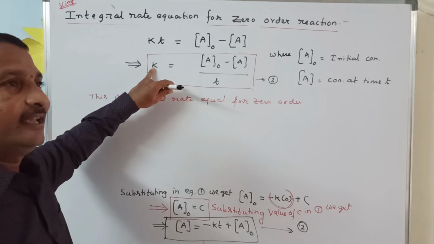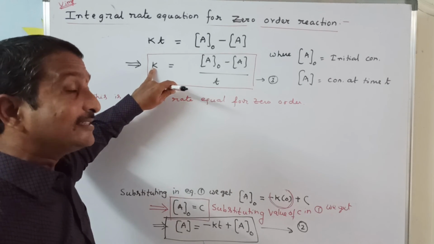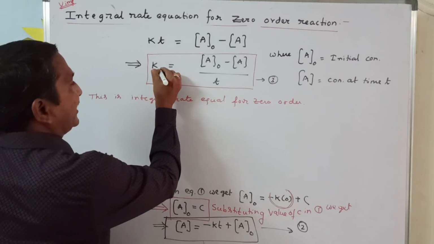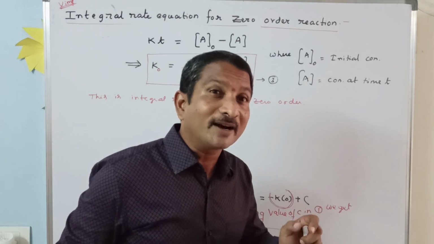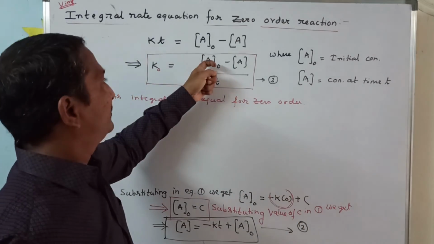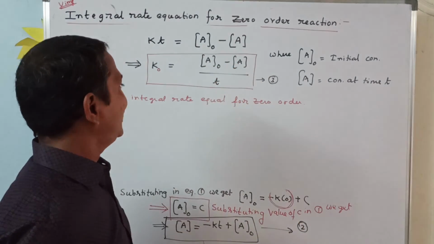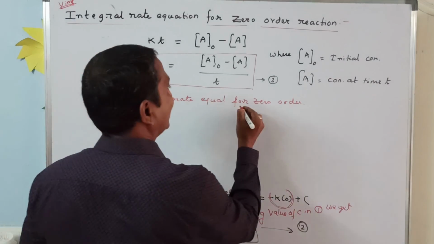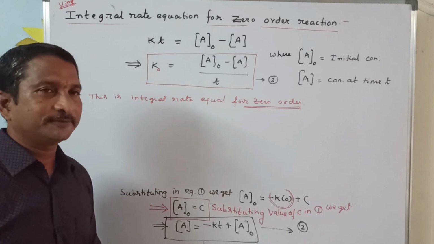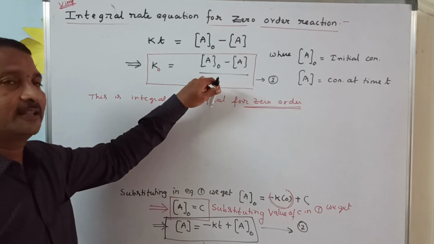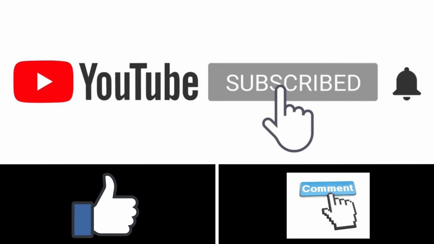This is the equation for k. What is k? Rate constant. k0. What is k0? The rate constant for zero order reaction. k0 is equal to ([A]0 minus [A]) by t. This is called the integral rate equation for zero order reaction. Clear all of you? Note down fast. This is one form. This is another form.